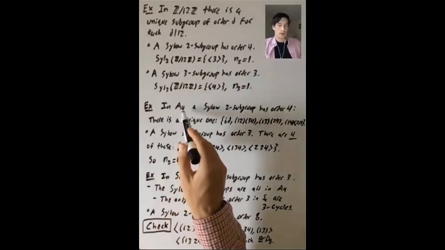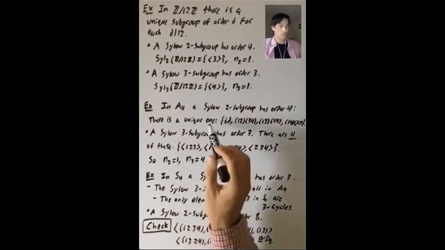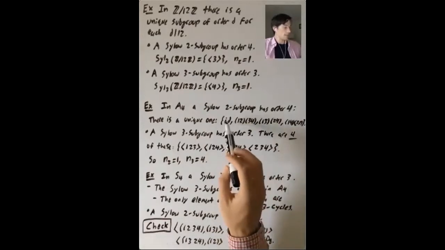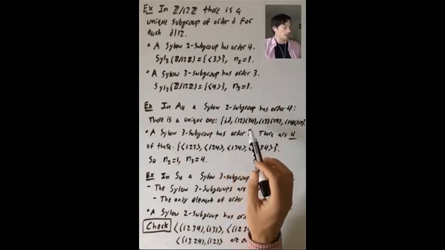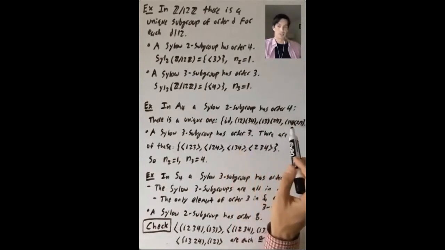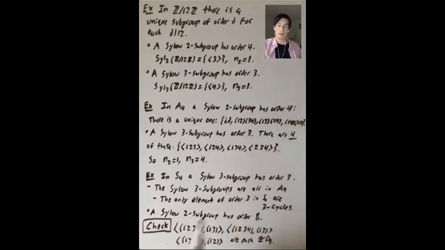Let's look at A4. This group has order 12. A Sylow 2-subgroup has order the highest power of 2 dividing 12, which is 4. There's a unique one. We've looked a lot at subgroups of A4, and you can convince yourself that there is a unique subgroup of order 4 in A4. It's the one consisting of the identity together with the permutations that are products of two disjoint transpositions. We've seen before that this is a subgroup isomorphic to Z mod 2Z cross Z mod 2Z.